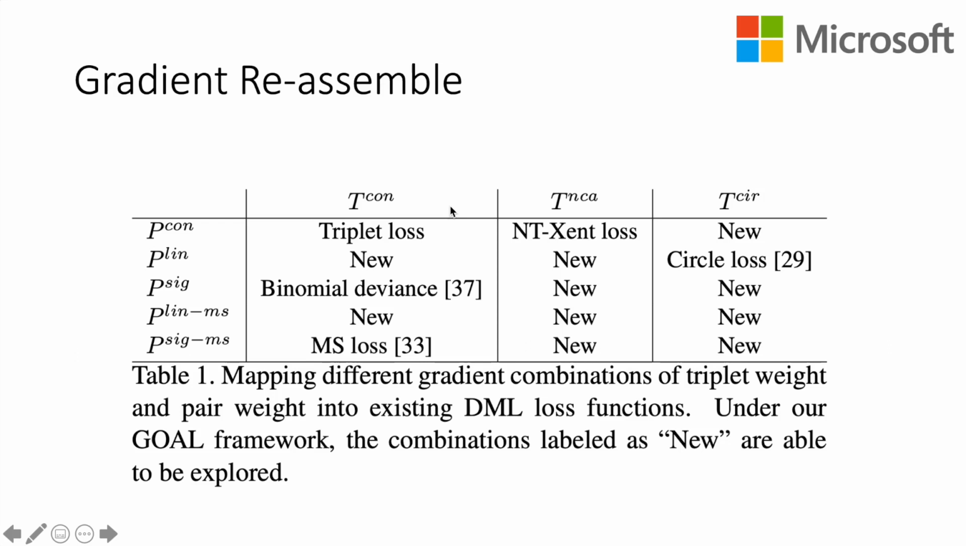With the finding of the triplet weight and the pair weight, here we re-assemble these weights together. This table shows the mapping of different gradient combinations of the triplet weight and the pair weight into existing metric learning losses. Also, we find that under our GO framework, the combinations labeled as new have never been explored.